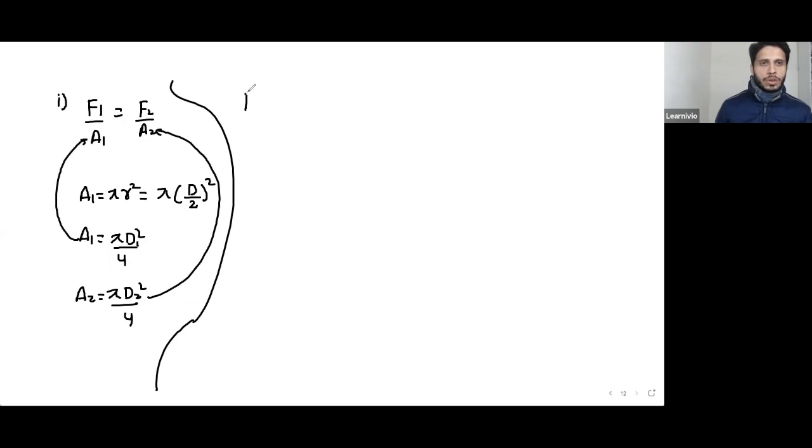then what you will get is F1 divided by A1, and A1 is pi d1 square by 4. So we can take this 4 in the numerator. This is F2 divided by pi d2 square by 4, and the 4 is in the numerator. 4 will cancel this 4. Pi will cancel this pi. You're supposed to calculate F2. So F2 comes out to be F1 d2 square by d1 square.